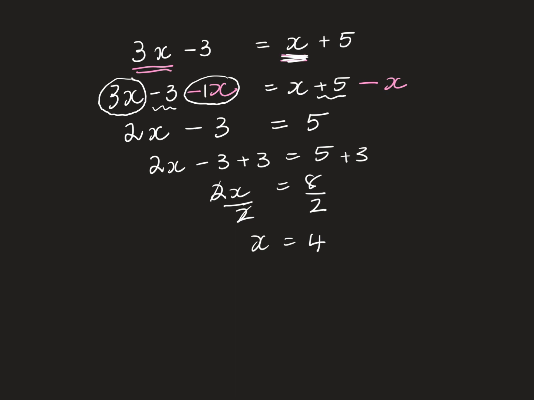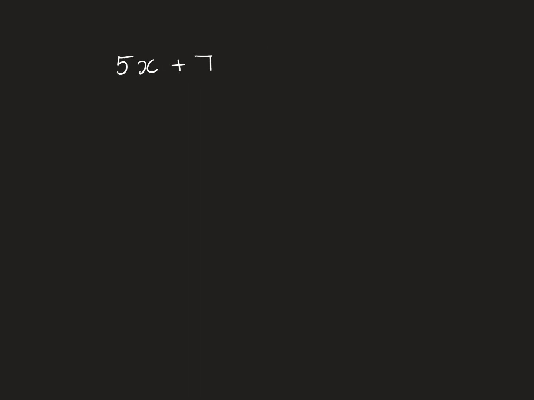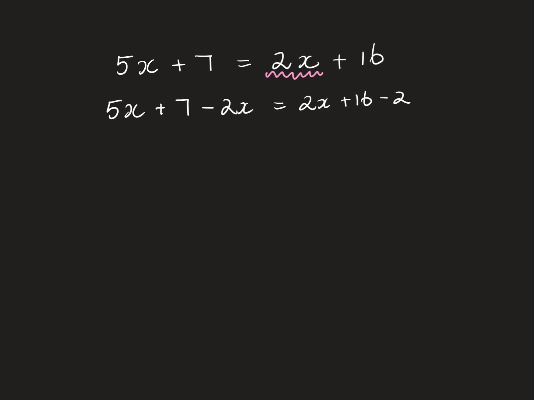Let's look at another one. Okay, 5x plus 7 equals 2x plus 16. Now, I'm not happy with this 2x here. I want that to go away. So I'm going to take 2x away from both sides. See that? So 2x, take away 2x. That will leave me just with this 16 there on the right-hand side.